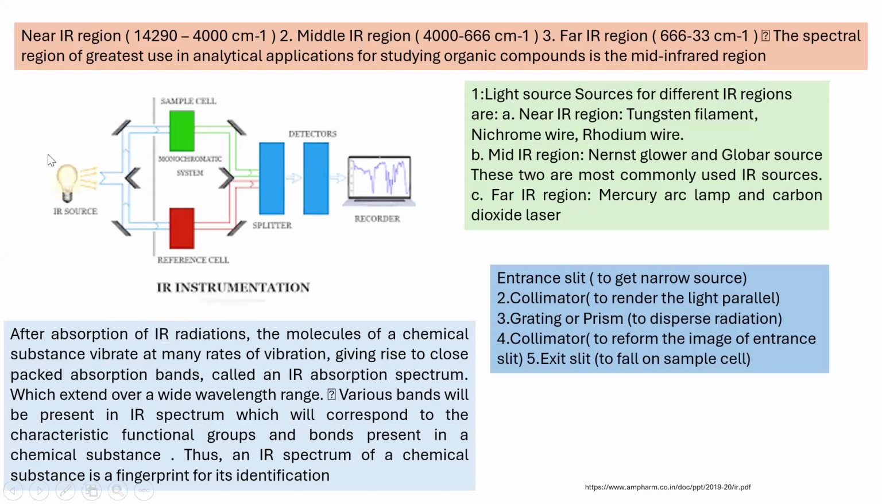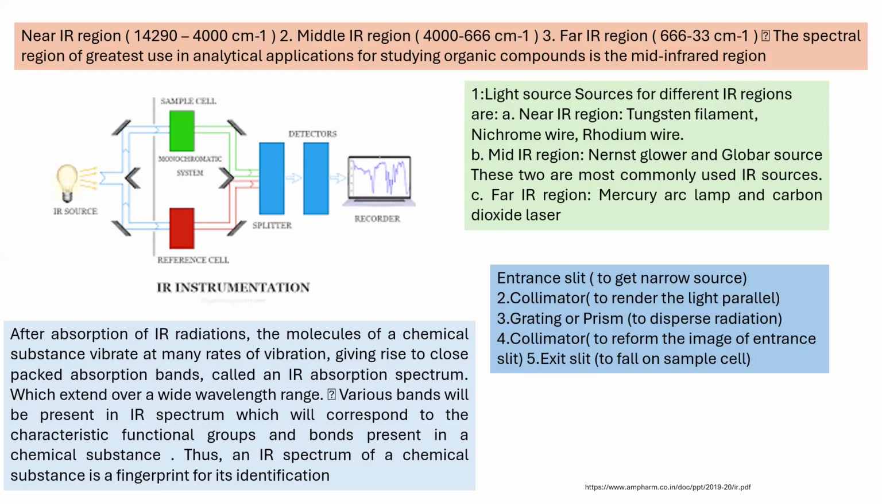Now, this is the general schematic representation of the instrument. This is the light source, this is the monochromator, right? This is the splitter, right? Then the sample, and then you have your detectors and the recorder system, which is really very similar to any other type of spectrophotometer. Where it differs is the light source.